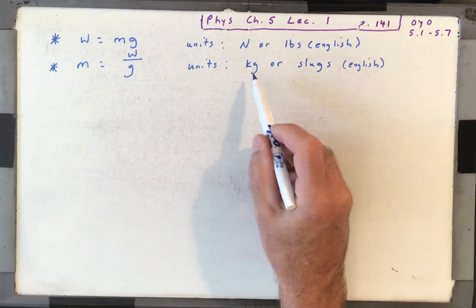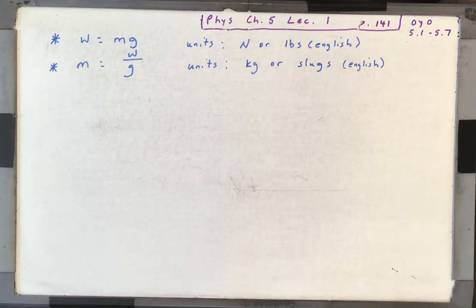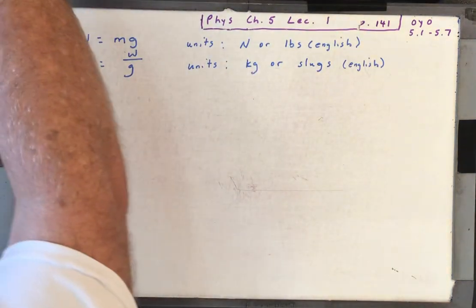All right, kilograms or slugs. We mostly use metric, but we do a little bit in English. All right, let's look at 5.5.